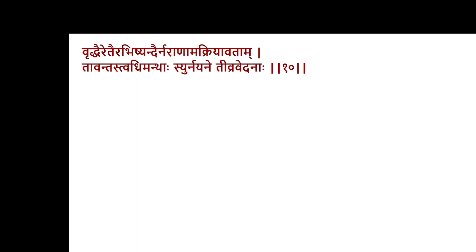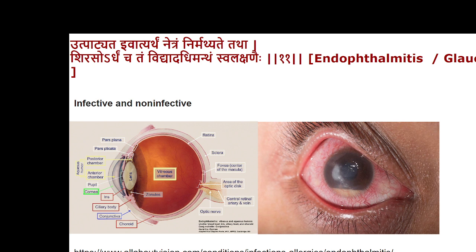Adhimanta is: वृद्धेहि एतेहि अभिष्यन्देहि नराणां मक्रियावतां तावन्तस्तु अधिमन्ताः स्युः नयने तीव्रवेदनाः. Adhimanta are the complications of the abhishanda. A conjunctivitis, if it is not treated properly, can result in complications which can produce more severe pain, and that's called adhimanta. Adhimanta is often considered as glaucoma in the majority of the Shalakya textbooks, and Shalakya specialists would generally translate adhimanta as glaucoma. But if you look at the clinical features mentioned in Sushruta, that's not the feature of glaucoma, rather it is a sign of endophthalmitis.